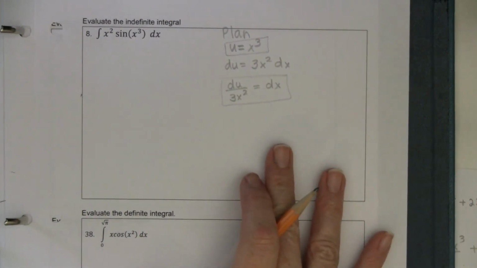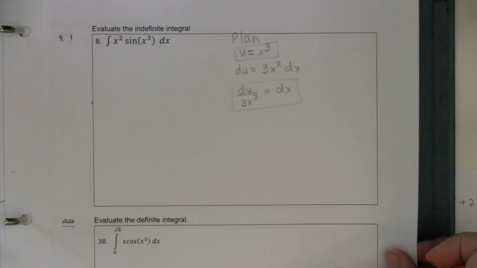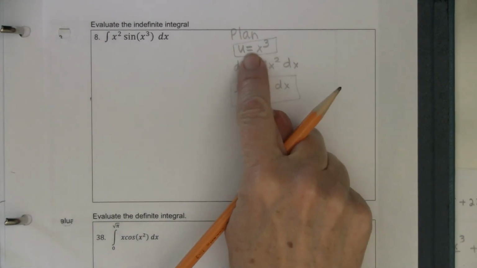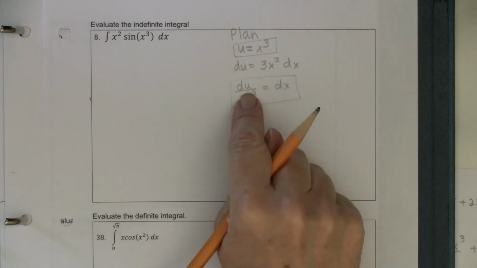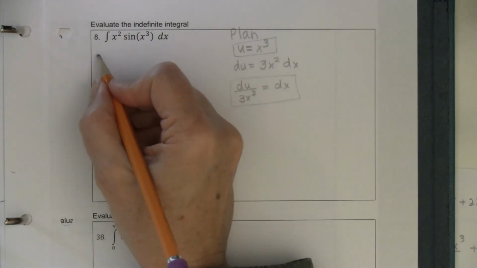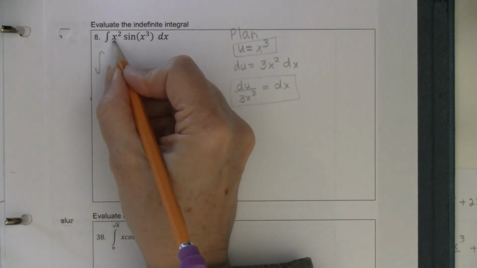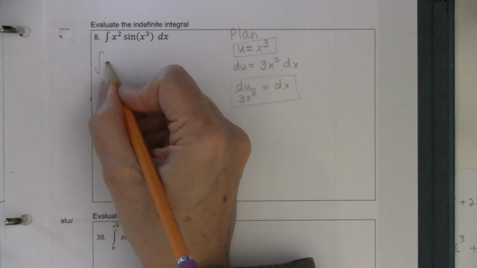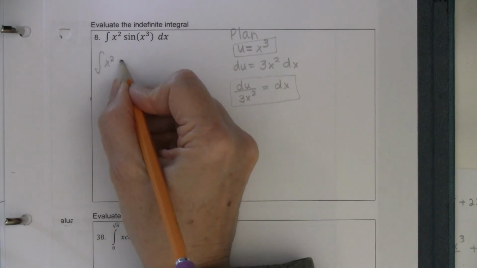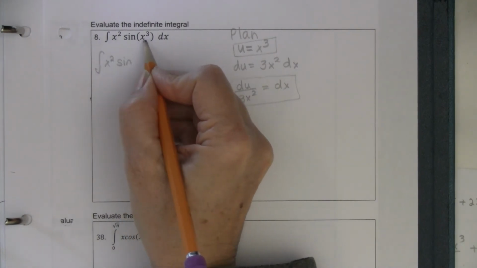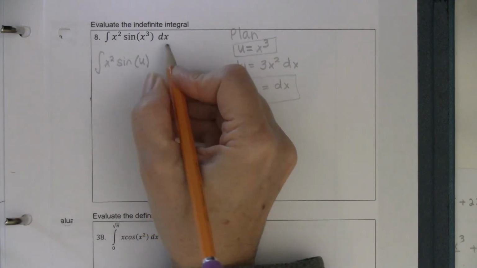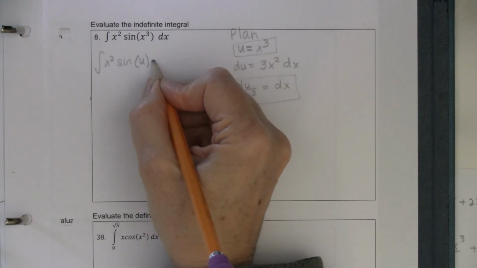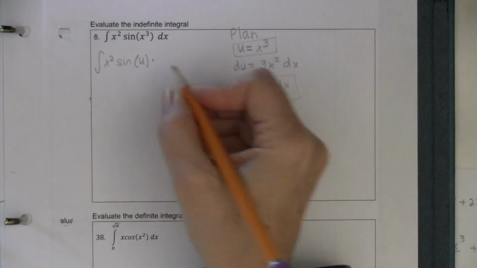And so let's go do what we're going to substitute in. Where we see x to the third, we're going to write u. And where we see dx, we're going to write du over 3x squared. So that's our plan. And so this is going to be the integral. Now, I wasn't going to replace anything with x to the second, so I'm going to write that down, sine. And then instead of x to the third, I'm going to write u. And then instead of dx, I'm going to write du over 3x squared.